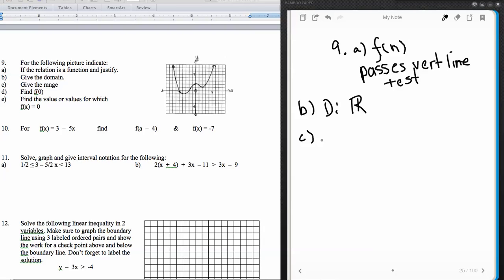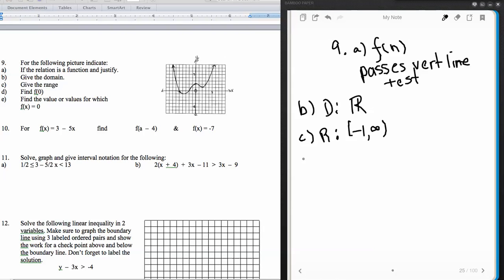And then part C with our range. Okay, the range on this one though, you see the farthest it ever goes down is right here, and then everything up from here you could follow over to the graph. So this one is a -1 as far down as we go. So -1, and -1 is actually included, and then it goes up to infinity, just like that.